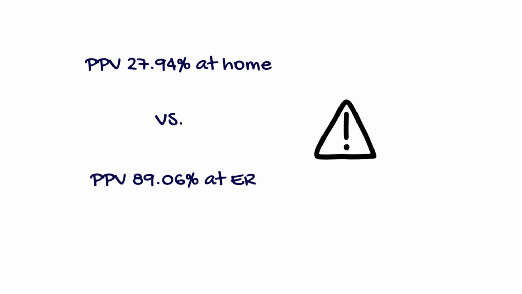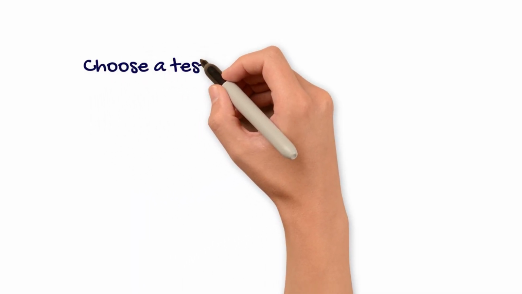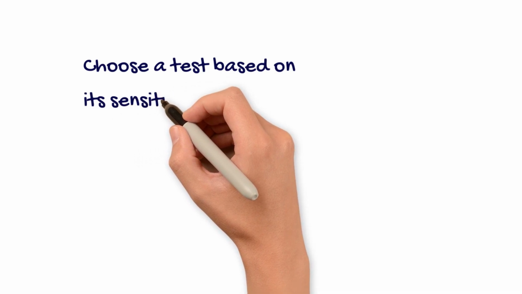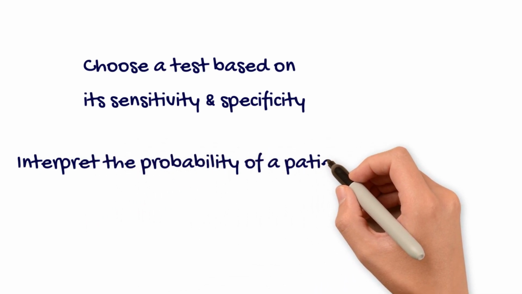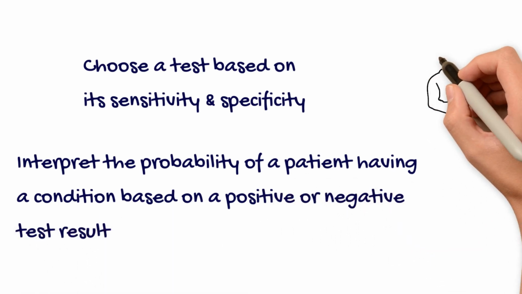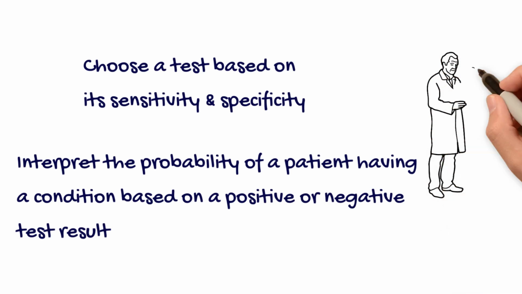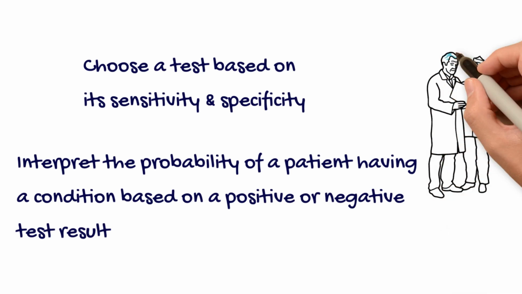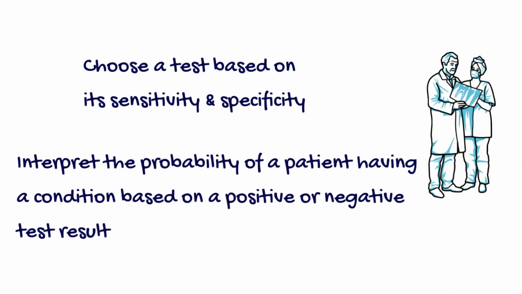Negative predictive value is interpreted in the same way as positive predictive value. The only difference is negative predictive value indicates the probability of not having a condition. In summary, we choose a test based on its sensitivity and specificity. We interpret test results based on its positive predictive value and negative predictive value to answer the question about the presence or absence of a given condition. Positive predictive value and negative predictive value measure the probability of a positive or negative test result being correct.